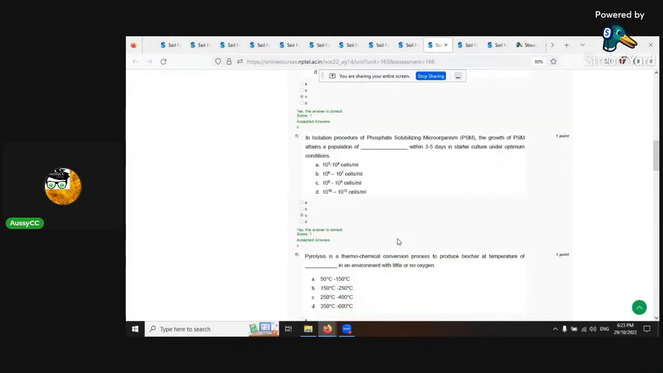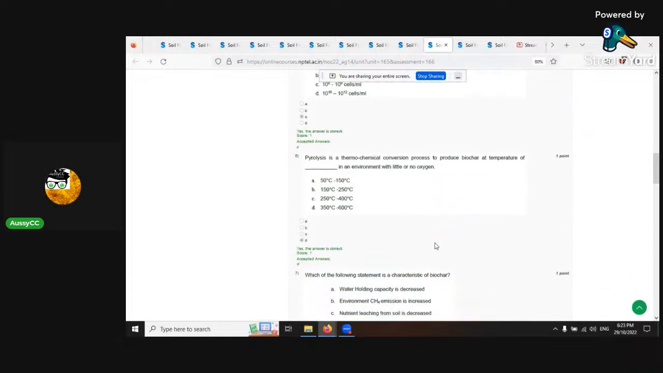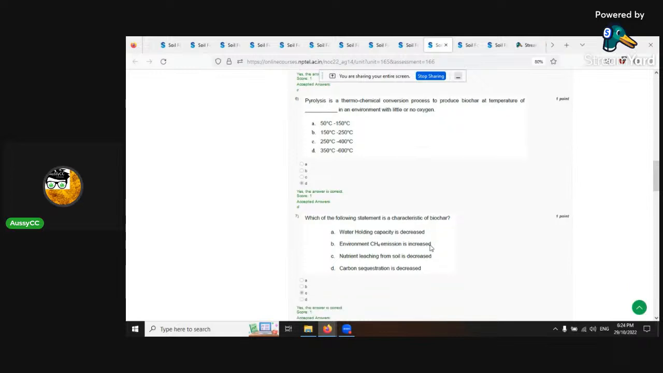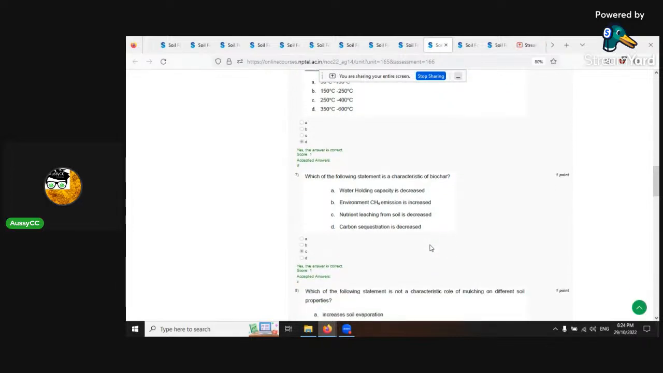Pyrolysis happens very, very hot. Biochar, 350 to 600. Which of the following statements are characteristic of biochar? It's nutrient leaching. C.